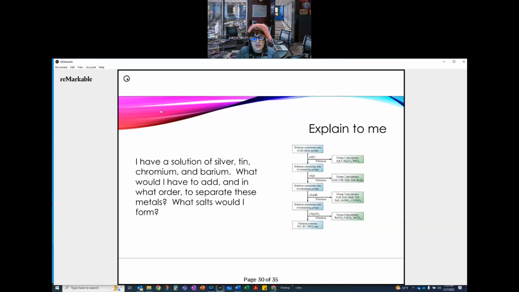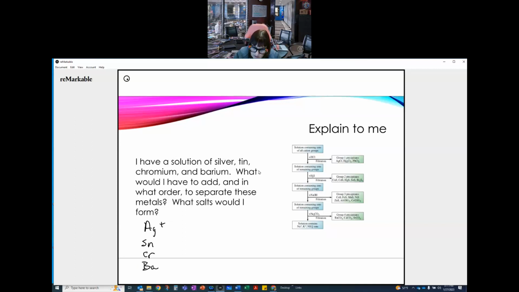We're going to do some application of this so that you'll see how you might see this on a test. So if I have a solution of silver, tin, chromium, and barium, what would I have to add and in what order to separate these metals? What salts would I form? Okay, so I have silver, Ag+, tin is Sn, and I think that's a 2+, but I'm not sure. And I'll explain how I find out. Cr, and then Ba. So those are the things that I'm trying to precipitate.